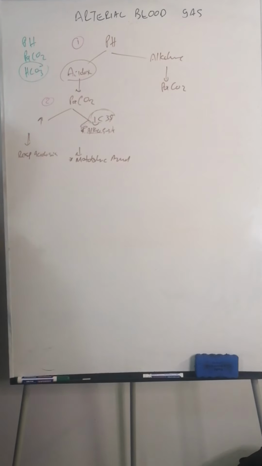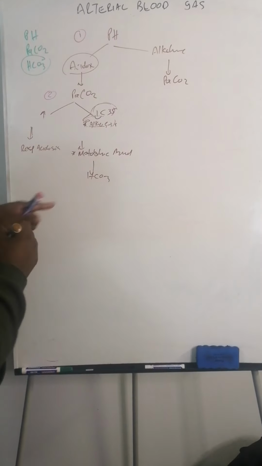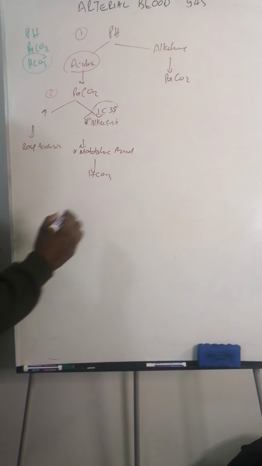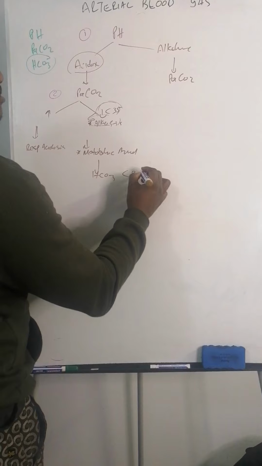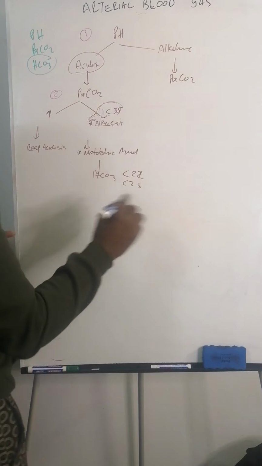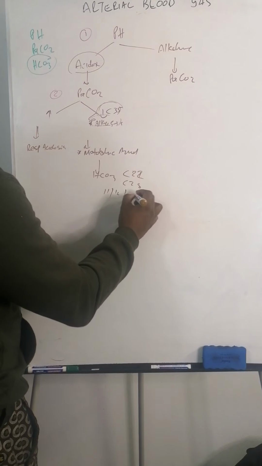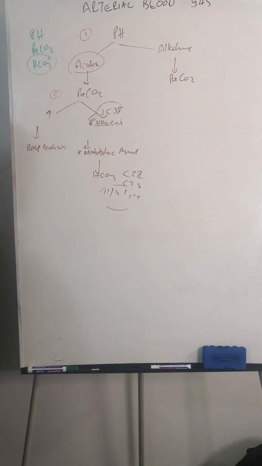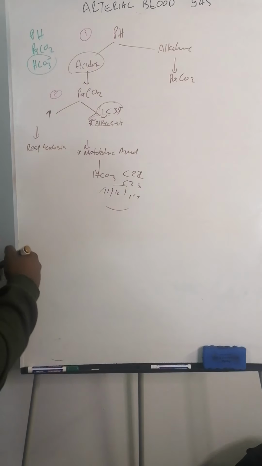So what do you do? Check your bicarbs in this case. Look at your bicarbs. You should have bicarbs that are less than 21 or less than 22, as some books say less than 21. So your bicarbs should be around 11, 12, 13, which means you should be having low bicarbs in this patient.